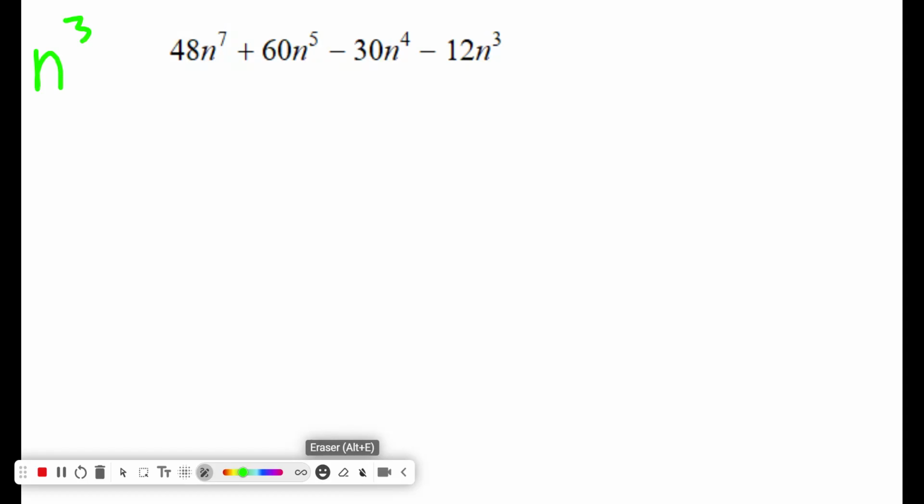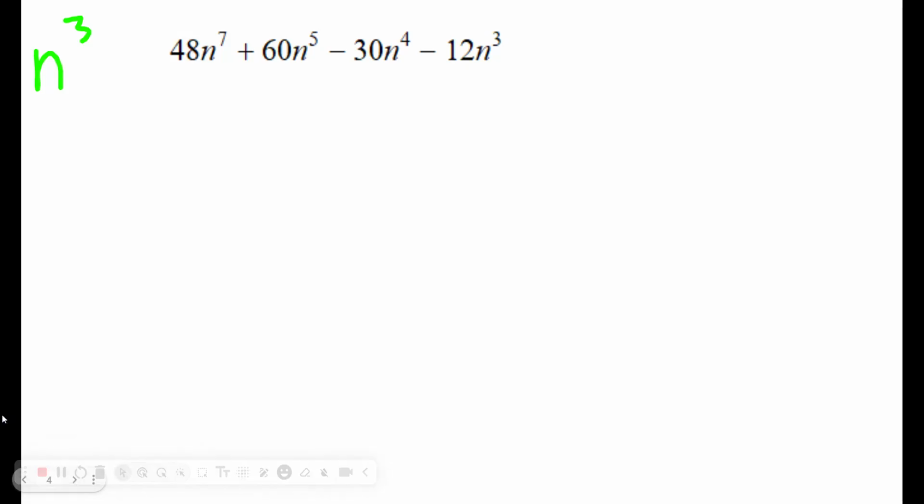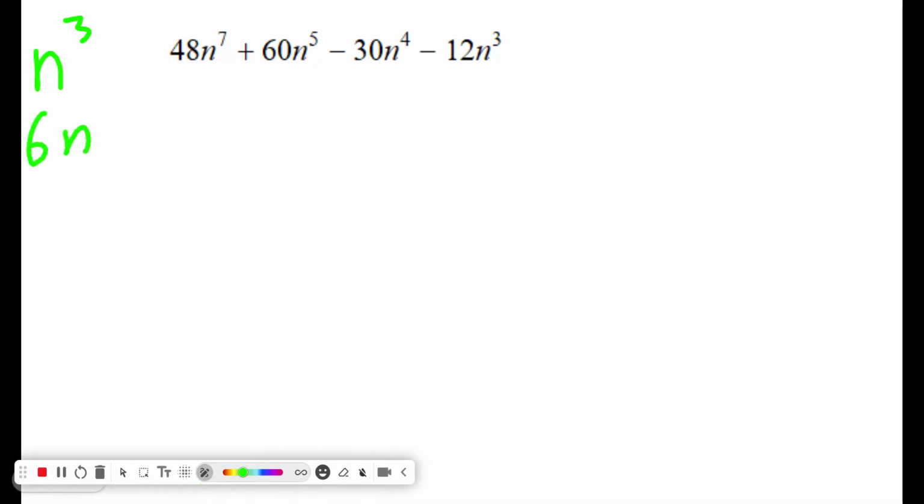What do all those have in common? What are all those divisible by? Let's think here. We could divide all of them by 3. They're all even, so they could be divided by 2. I think we're going to go with 6. I think 6 is going to be our answer. So we're going to take 6n cubed out of each one.